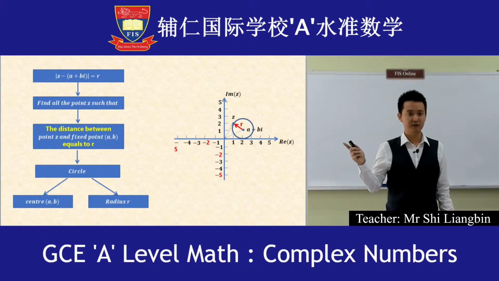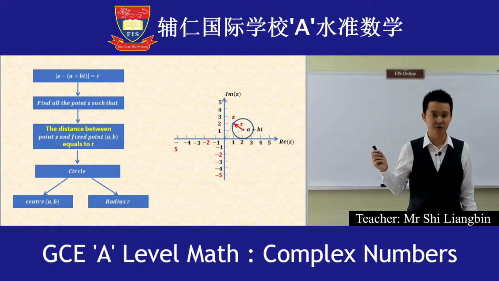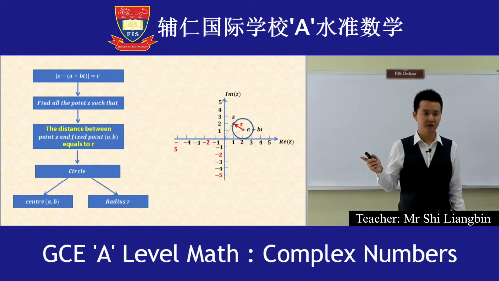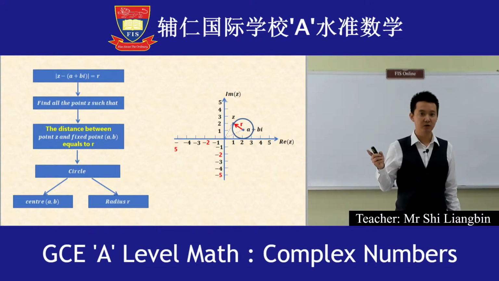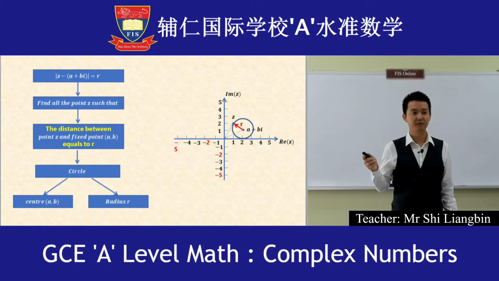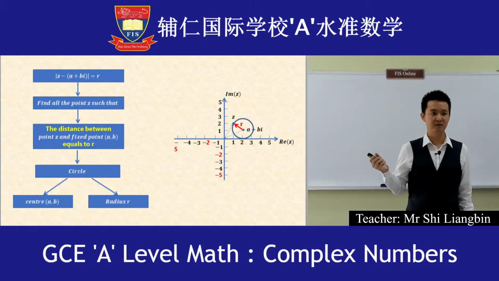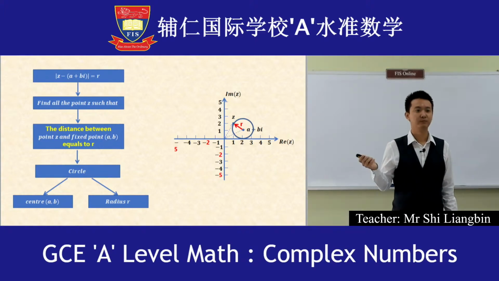For this circle, we have the center (a, b), and you use r as the radius. After that, you draw a circle. This will be the null site of our z. So we are going to see an example from the next PPT slides.